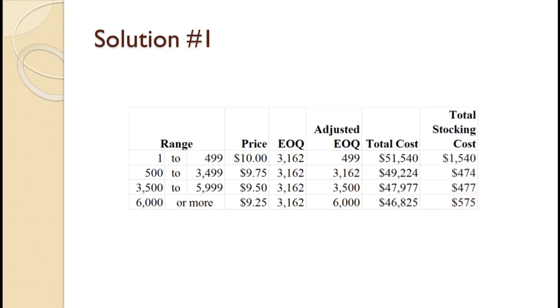Just for informational purposes, the slide now shows the total stocking cost. Notice that the EOQ price category of 500 to 3,499 has the lowest total stocking cost. That is why this decision cannot be based on total stocking cost.